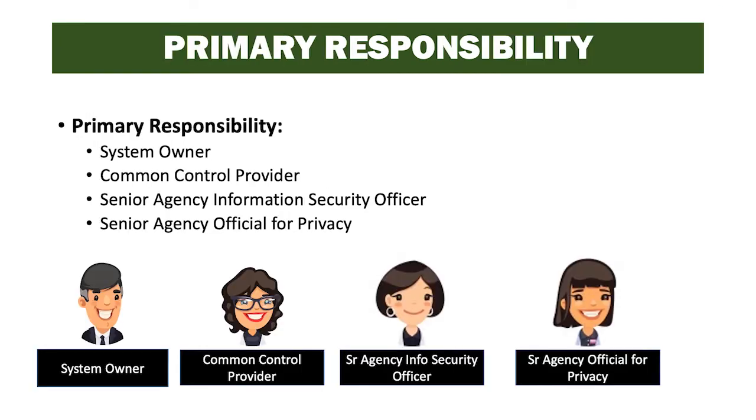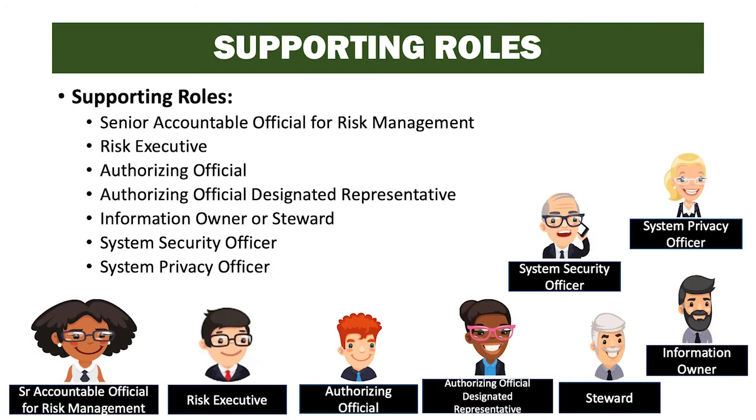Primary responsibility for this task is the system owner, common control provider, senior agency information security officer, and senior agency official for privacy. They're supported by the senior accountable official for risk management, the risk executive function, the authorizing official, the authorizing official's designated representative, the information owner or information steward, the system security officer, and the system privacy officer.